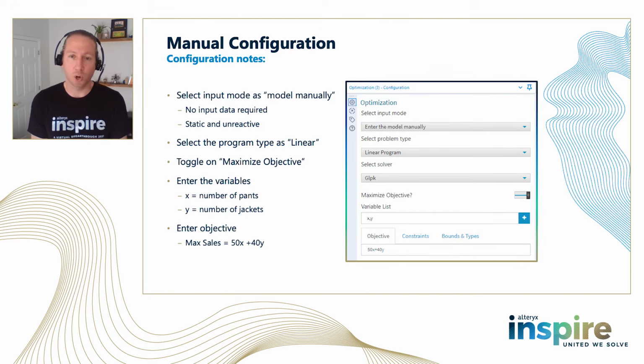That's really outside of the scope of today, talking about the different solvers. Just know that if you do have a preference, you can select from more than one solver. Today, we're going to leave it with the GLPK. And then where it says maximize objective, just make sure that slide bar has been selected. We want to maximize revenue. We don't want to minimize revenue.